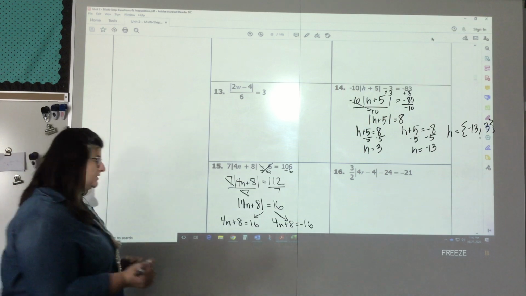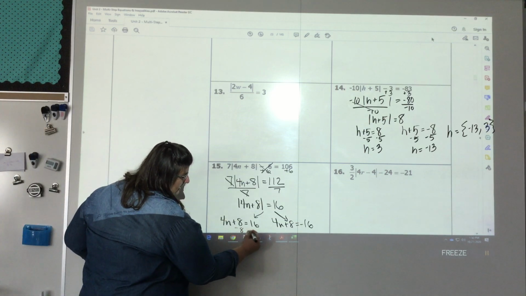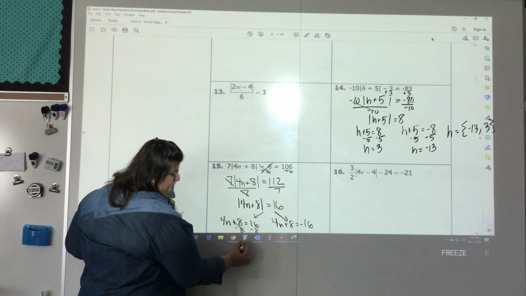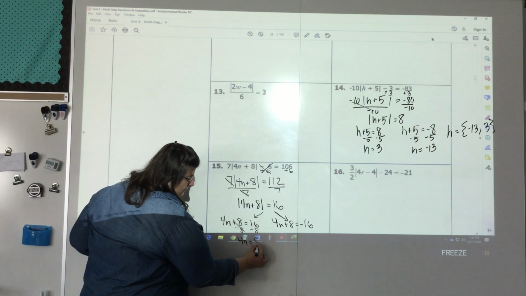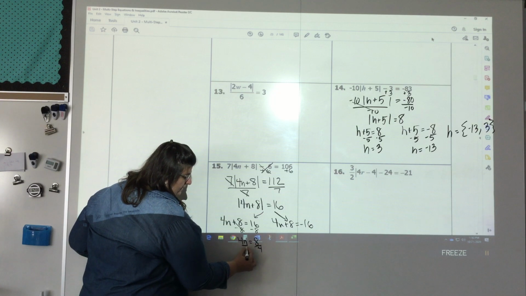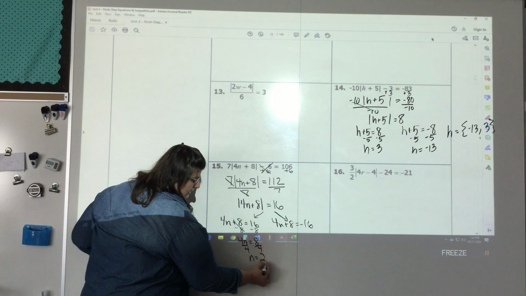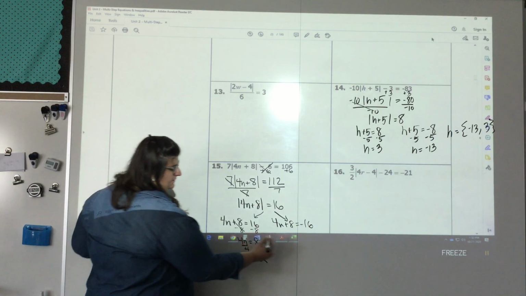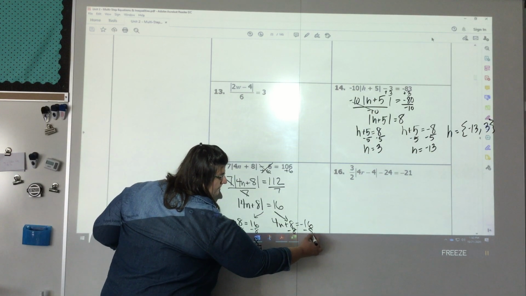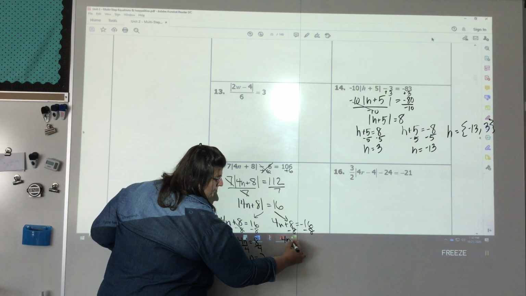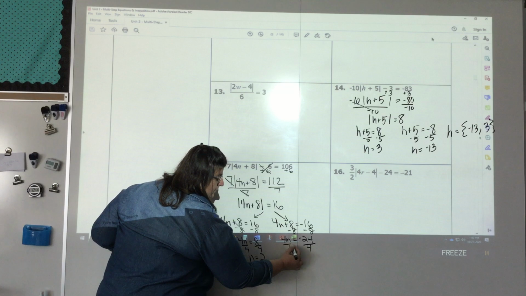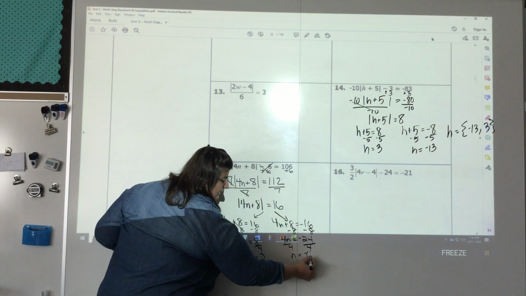Both of them require 2 steps. So we're going to subtract by 8. This is digging back to unit 1, inverse operation. 4n equals 8. Divide by 4, n equals 2. The second one we're going to subtract by 8. 4n equals negative 24. Divide by 4, n equals negative 6.